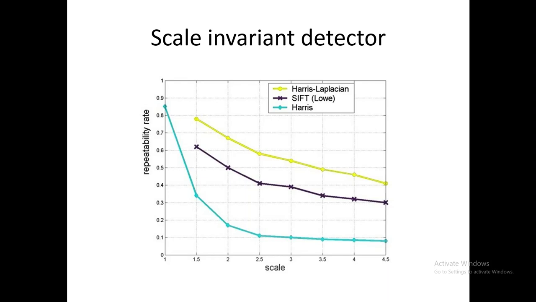And we can see here the performance of the scale invariant detector. We can compare the scale and repeatability. We can see that this SIFT detector has better performance, and it is more robust to scale as compared to the Harris corner detector.